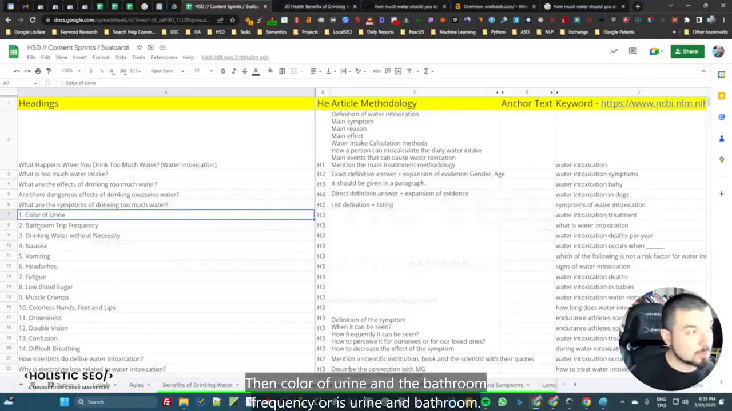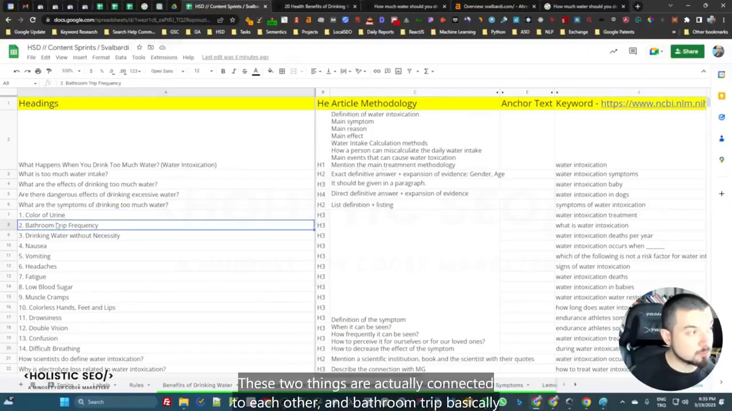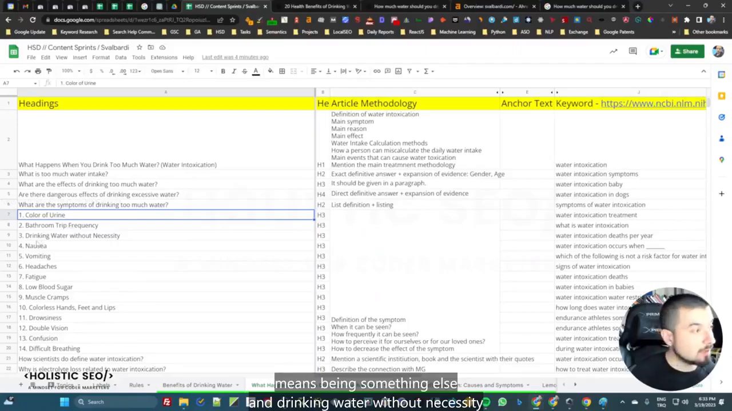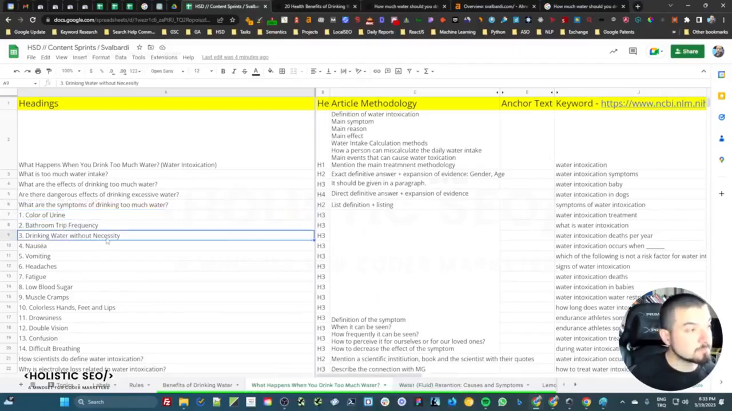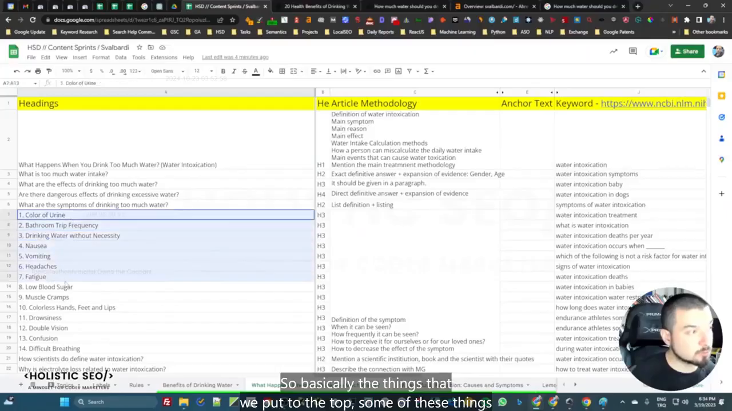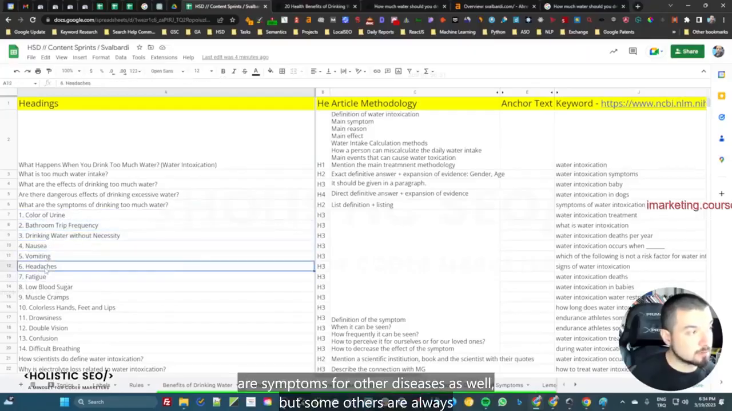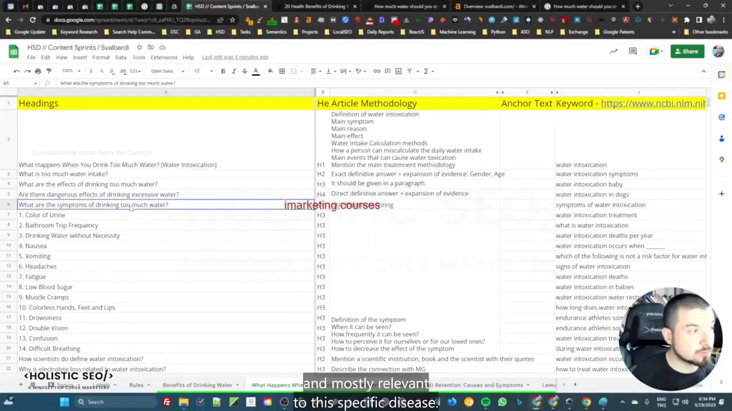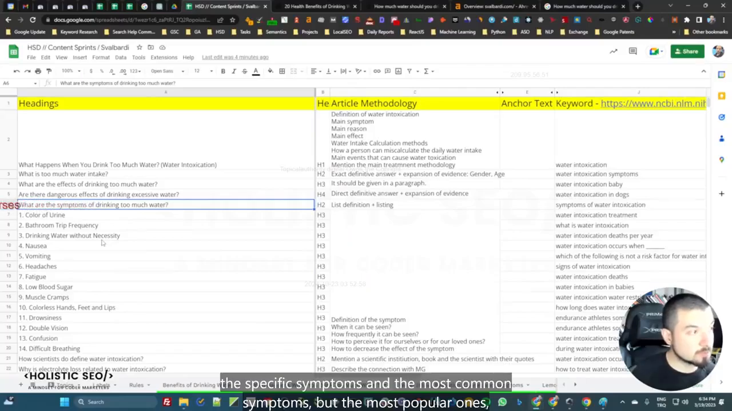Then color of urine and bathroom frequency, these two things are connected to each other, and a bathroom trip basically means urinating. And drinking water without necessity is also one of the symptoms here. If you don't feel thirsty but still continue to drink, it is one of the popular symptoms, especially for this one. So some of the things that we put at the top are symptoms of other diseases as well, but some others are always and mostly relevant to this specific disease. That's why we try to combine the specific symptoms and the most common symptoms, but the most popular ones are always at the top.